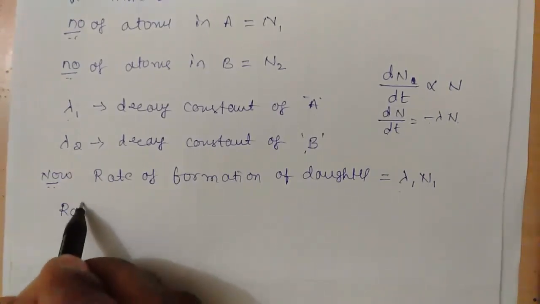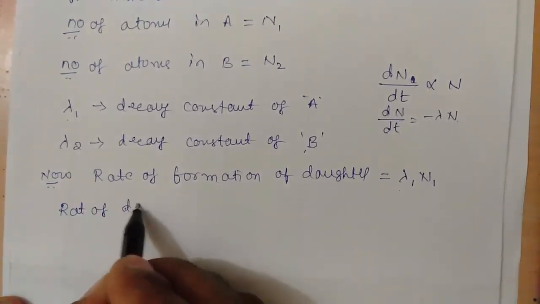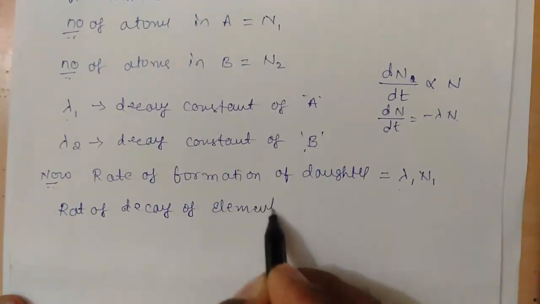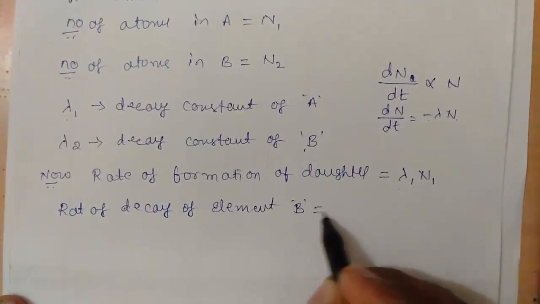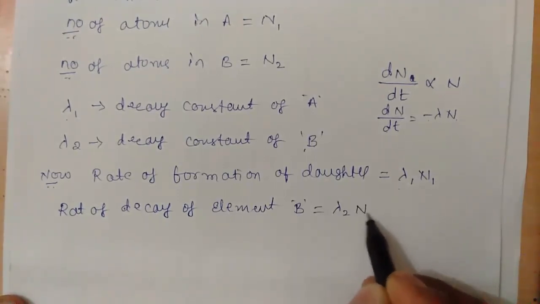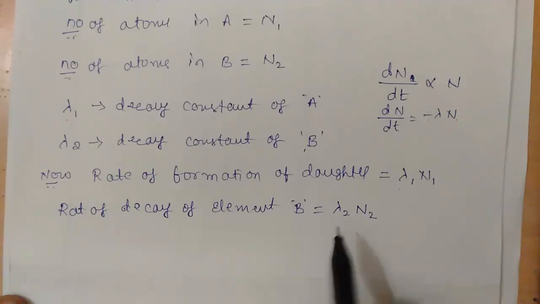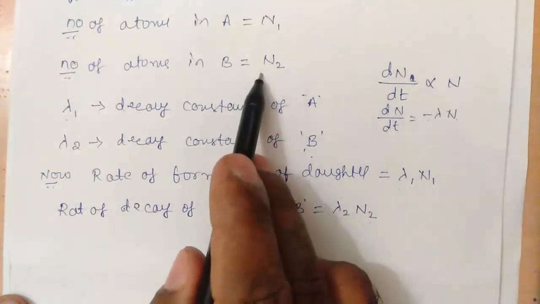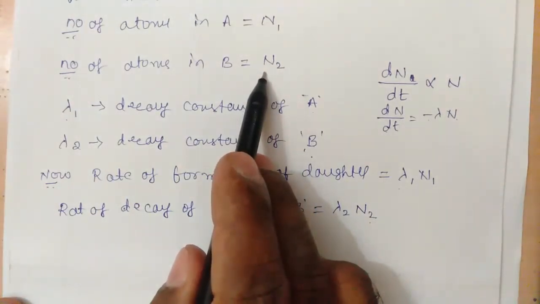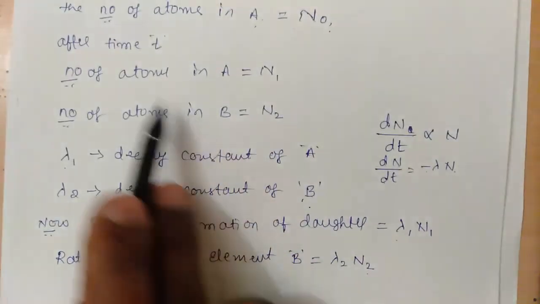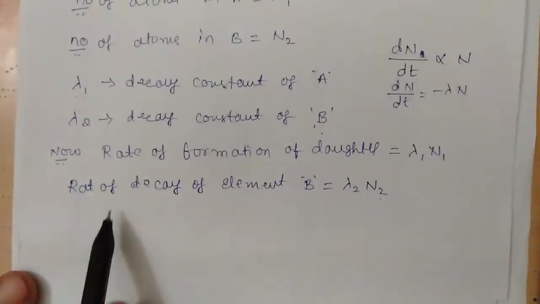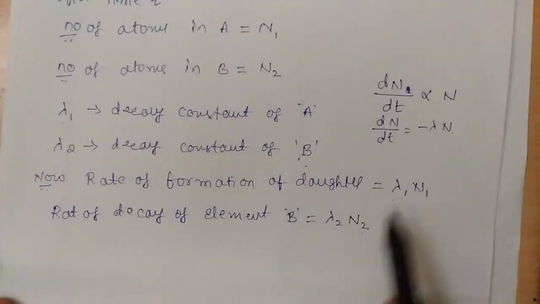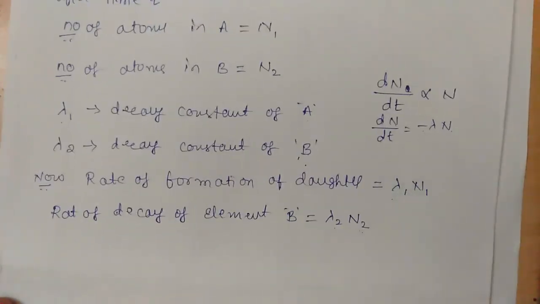Now similarly we can write the rate of decay of element B as lambda 2 into n2, where lambda 2 is the decay constant for element B and n2 is the number of atoms or radioactive nuclei present in element B at an instant of time t. So the rate of decay of element B can be written as lambda 2 into n2, again by using this equation.